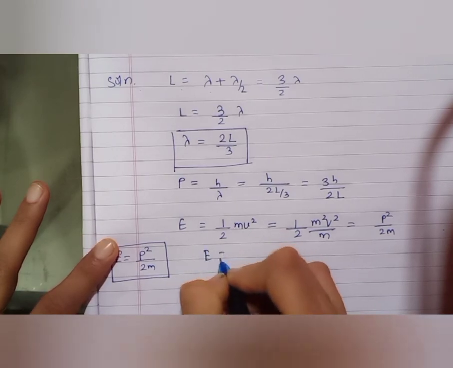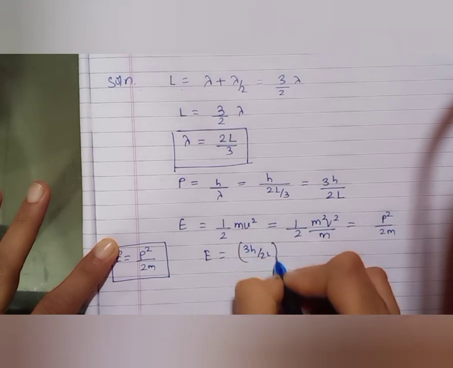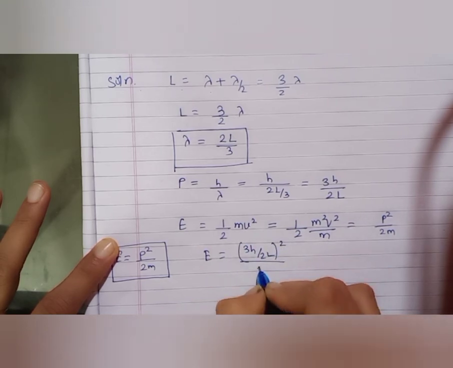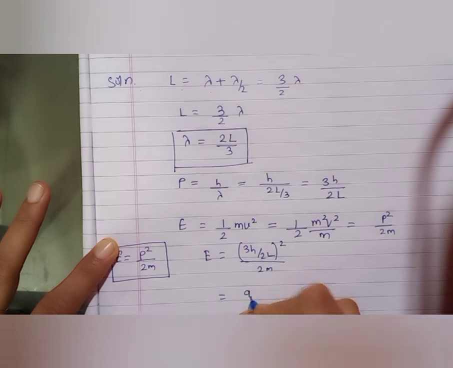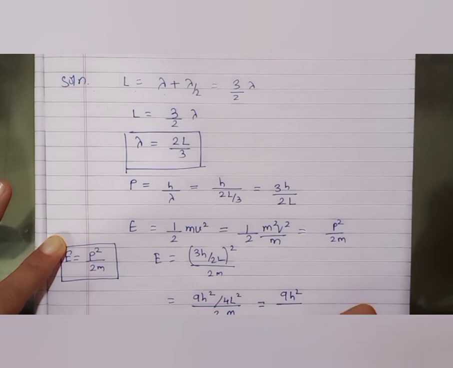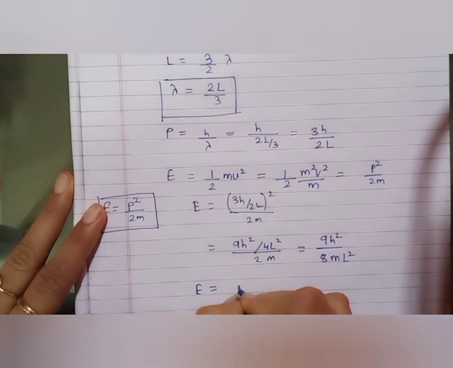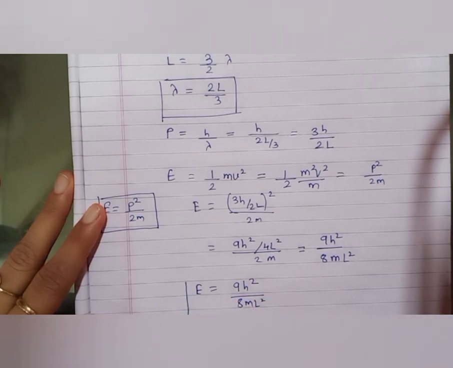I know the value of p, it is 3h upon 2L. So (3h upon 2L) whole square upon 2m. So I will get 9h square upon 4L square upon 2m. So I am getting 9h square upon 8 m L square. So the final answer is E equals 9h square upon 8 m L square. This is the final answer. Okay then, thank you.